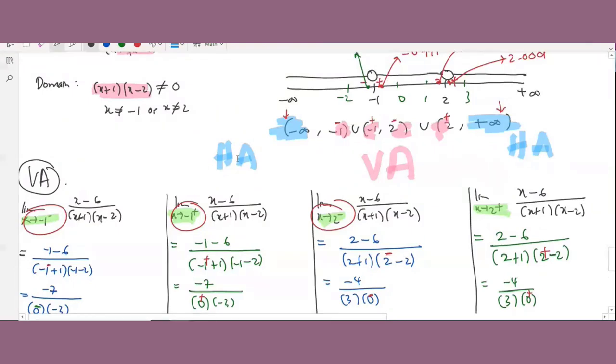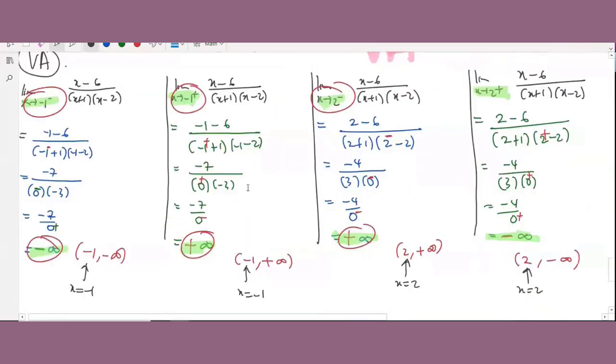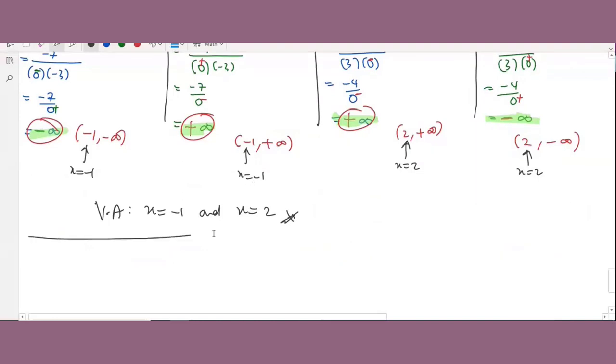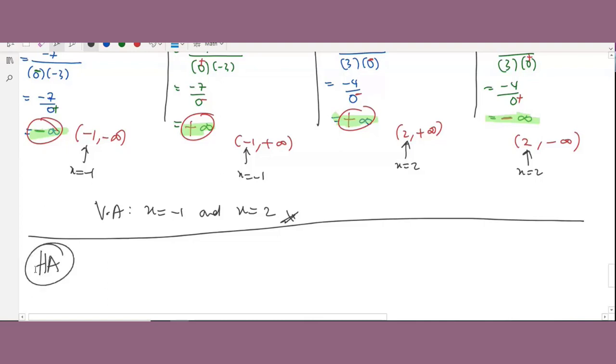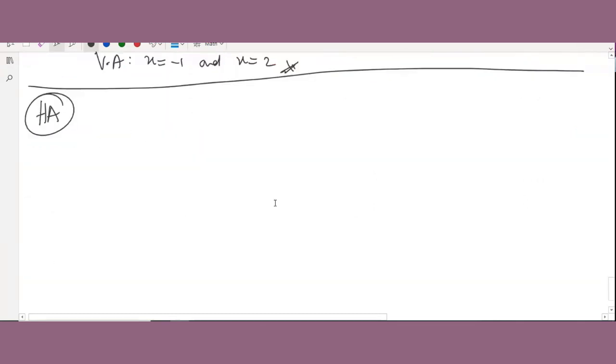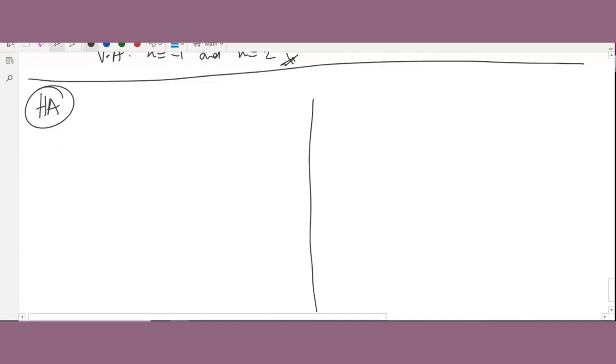Settled for vertical asymptote. We're going to test horizontal. Done for the vertical part. The second case is to test horizontal, whether this function has a horizontal asymptote or not. Confirm x tends to negative infinity or x tends to positive infinity. And then x minus 6.